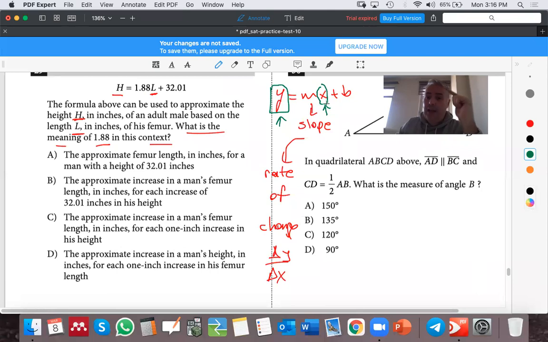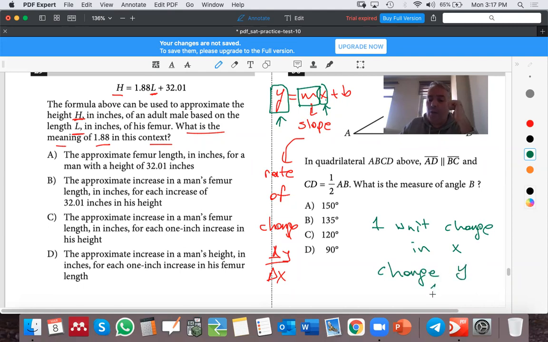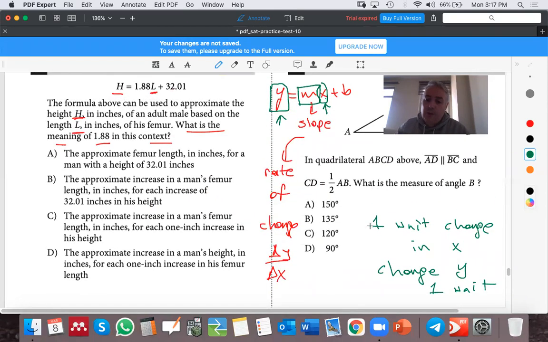Another sentence: 1 unit change in x changes the y also according to this m units. So 1 unit change in x, change y 1 unit. But in my question, since this is m, so m unit change in x, change the y m unit.